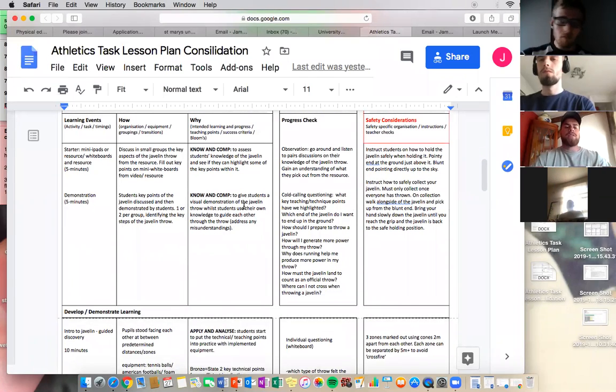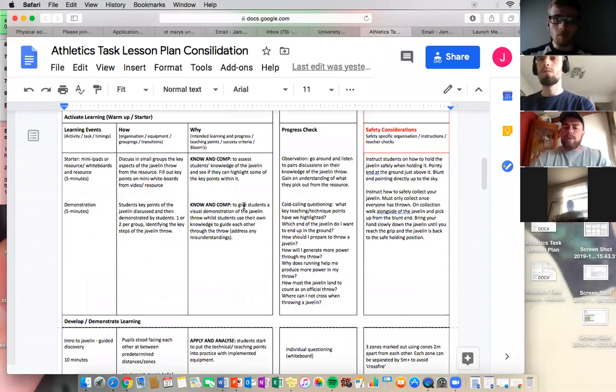So just as a starter, in an ideal world, we would use mini iPads, and we'd provide them with a video, and we'd get them into small groups, and each group of 5 had an iPad, allowing them to watch the video. When they watched the video, they were then to notate down different key aspects of the javelin throw, which they thought was key to the successful javelin throw, and to assess their knowledge. We would observe that by going around and listening to pair discussions and group discussions to see if there's similarities across the board.